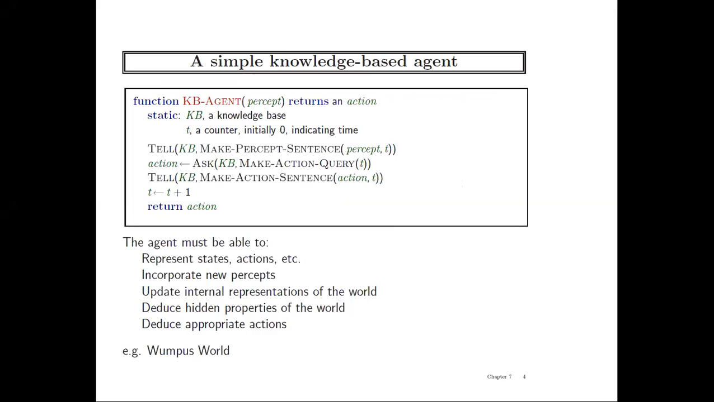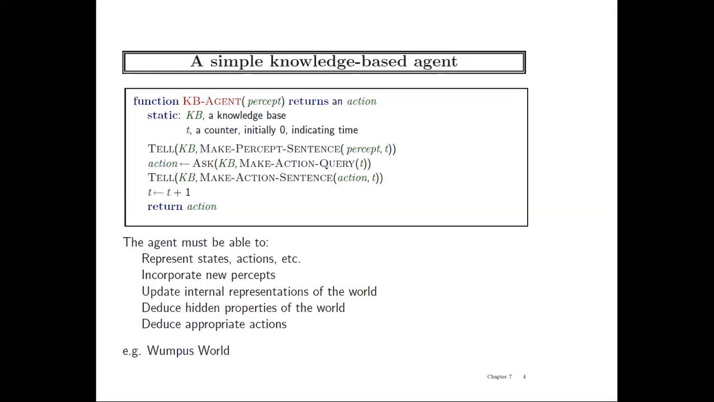You can see a KB agent is a function. The percept is the input, and it returns an action. So it is static, it is not dynamic, because these are already described. It is based on the simple percept. So we have the KB, the knowledge base, and T, a counter, because it changes: when T is 1, when T is 2, and so on. Initially, let's suppose it is 0.